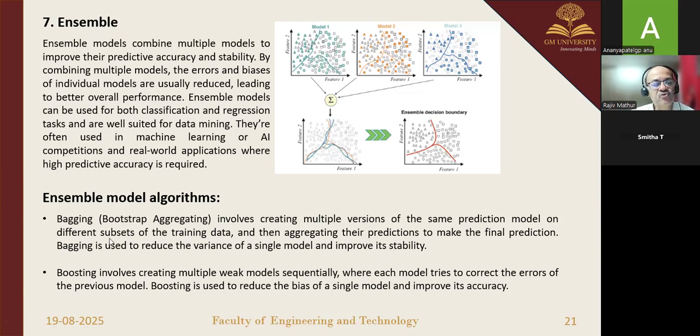And then you have boosting. Boosting involves creating multiple weak models sequentially, where each model tries to correct the errors of the previous model. Boosting is used to reduce the bias of a single model and improve its accuracy. I hope this is simpler to understand, right?